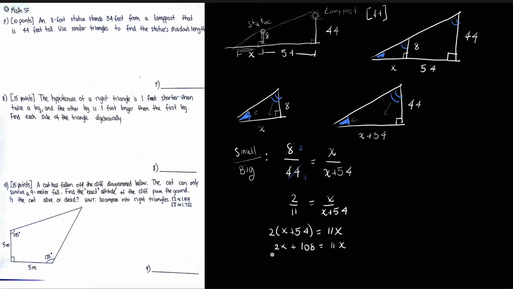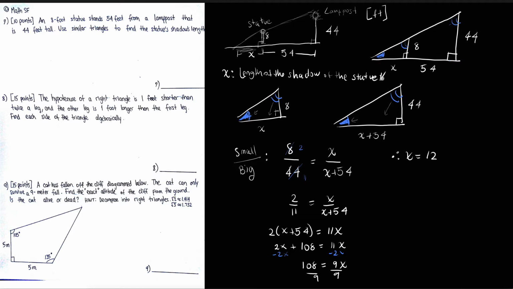Now I'm going to subtract 2x from each side, right? Algebraically. So minus 2x, minus 2x. What are we going to get? We're going to get actually 108 equals 9x. If you divide each side by 9, we're getting, therefore, x is equal to 12. And what was x? We said x, I probably forgot to write here, x was the length of the shadow, right? The length of the shadow of the statue. So I forgot to declare my variable there.